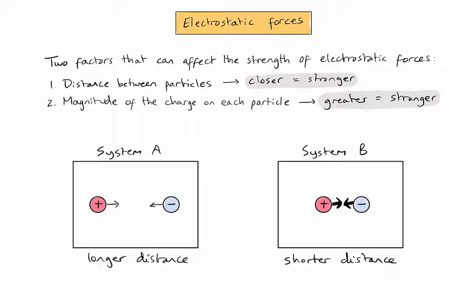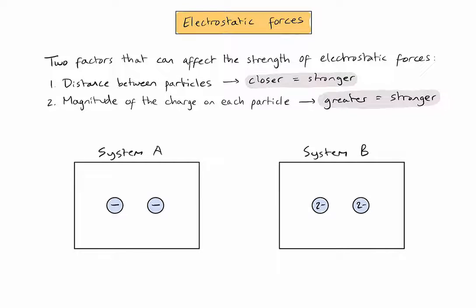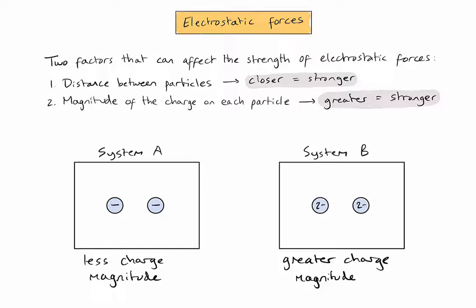Let's now have a look at an example for factor 2. In this example, both systems contain particles with negative charges, so I'd expect to see a repulsive force between them. And you'll notice that they are the same distance apart, but in system B, the particles have 2 negative charges each, as opposed to system A, where they only have 1. So, given that a greater charge magnitude equals stronger electrostatic forces, I would expect the particles in system B to be repelling each other much more strongly.